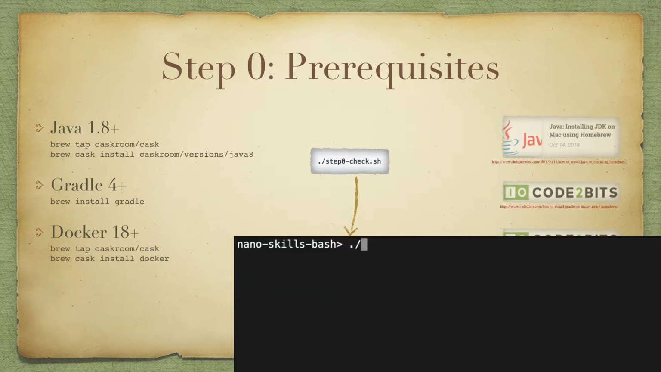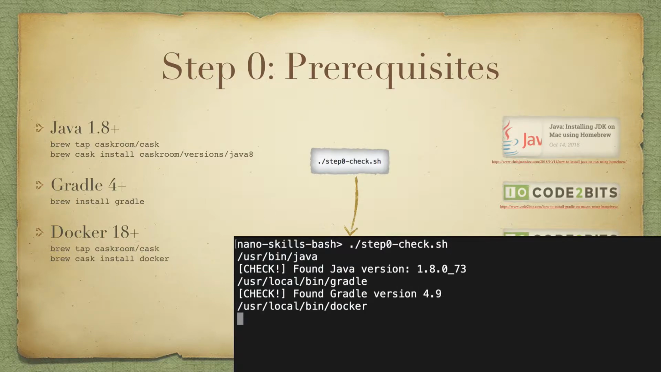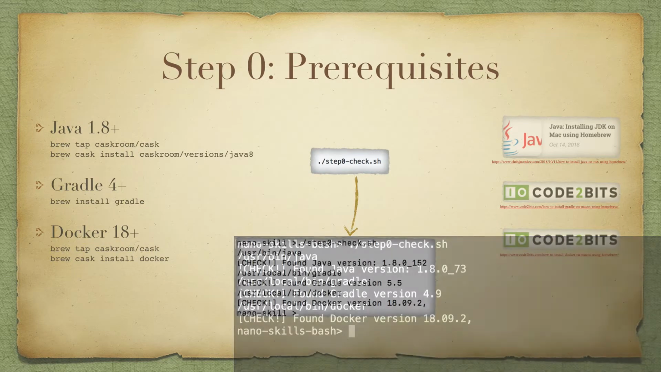I am going to execute Step 0 script, to check on prerequisites. Observe that all required software is found. We confirm that Java 1.8, Gradle 4.9 and Docker 18 are installed.